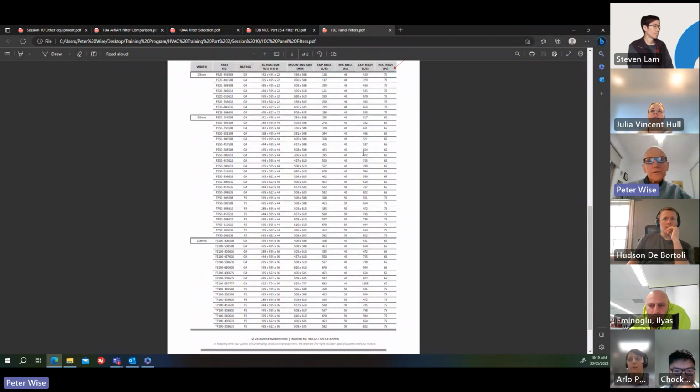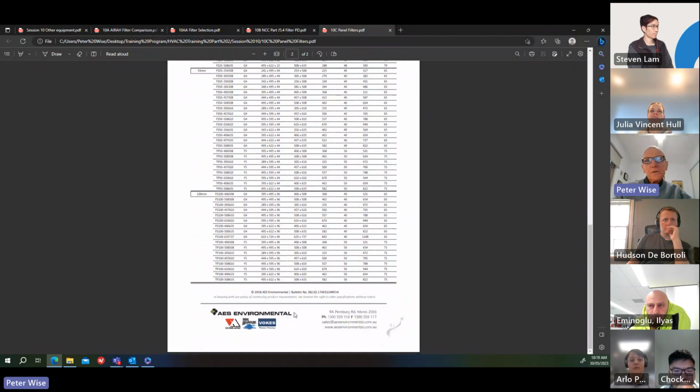The data I'm going to show you as we go through is from AES Environmental, and their website's there. It's actually in the notes as well. It's an Australian company. The filters are made in Australia. Years ago, probably 15, 20 years ago, Email Air Handling were the dominant filter suppliers in Australia. So AES Environmental manufacture Email Air Handling filters. So the information is quite comprehensive and useful.